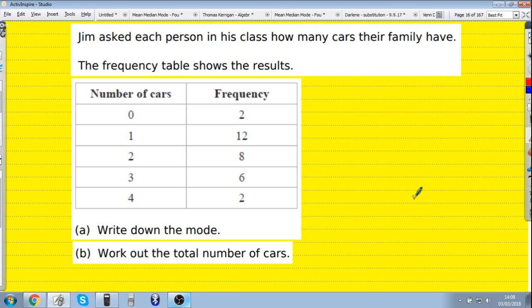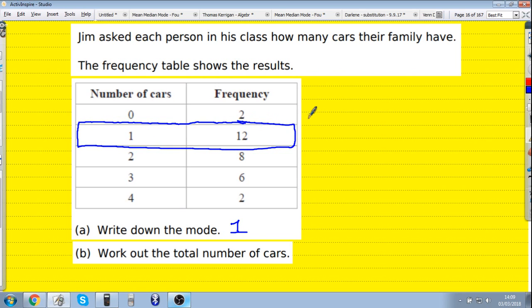Is the mode 12? So the mode is never the frequency, it's the one with the highest frequency. Do I have to times them again to get the mode? No. What number of cars has the highest frequency? 1. Yeah, so the mode is 1. The mode is never the frequency, it's what the highest frequency matches up with.